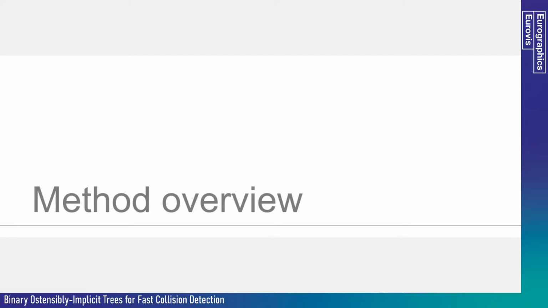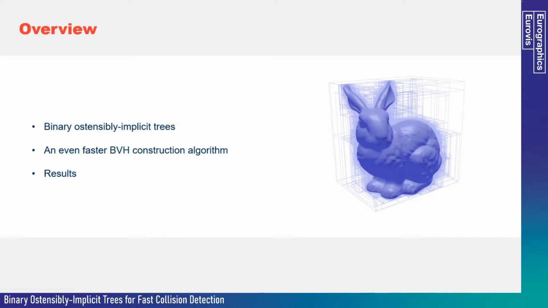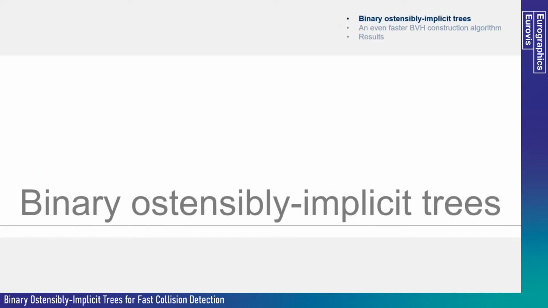Now for the rest of this talk, I'm going to have three parts. First, I'm going to introduce and describe binary ostensibly implicit trees and explain why they are useful for collision detection. Then, I'm going to present how this new data structure allows for even faster BVH construction compared to previous methods. Finally, I'll present some results for BVH construction and collision detection performance.